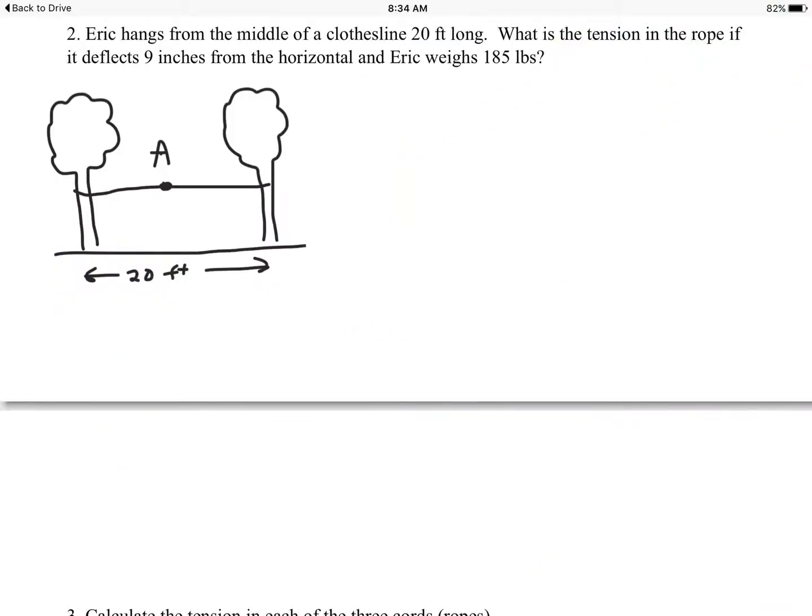Statics problem number 2. In the olden days, we used to dry our clothes outside. We had clotheslines. Here we have a clothesline hung between two trees, 20 feet apart. It's a rope. And a young man by the name of Eric is going to grab point A, which is the midpoint, 10 feet from either tree, and pull down, and the rope will deflect, kind of like in the clothesline lab we did when we hung a weight between two spring scales. So point A is the point of concurrency here, the point of interest.